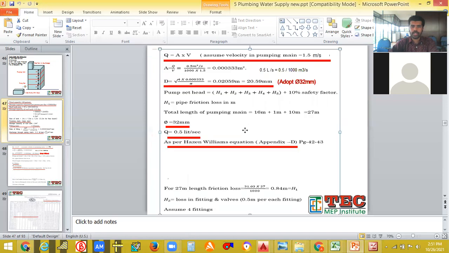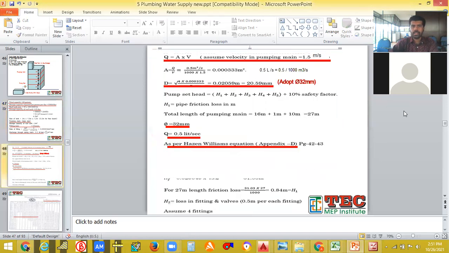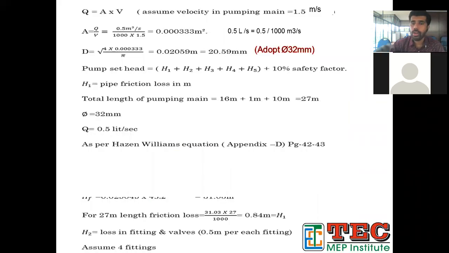We got the Q value. Now, we know the formula Q is equal to A into V, and we already know that the pumping main pipe velocity should be in the range of 1.5 to 3 meter per second. So here we can take 1.5 meter per second. We have already found out the Q value.